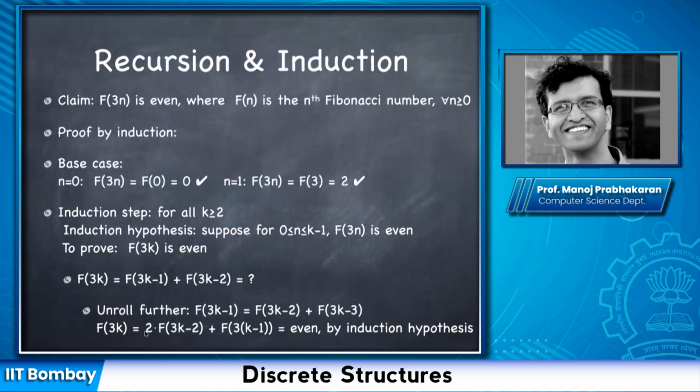And now f3k looks like 2 times f3k minus 2 plus f3k minus 3, which is f3k minus 1, which is even by induction hypothesis. This is 2 times something, so that's also even. So the whole thing is even. Okay?